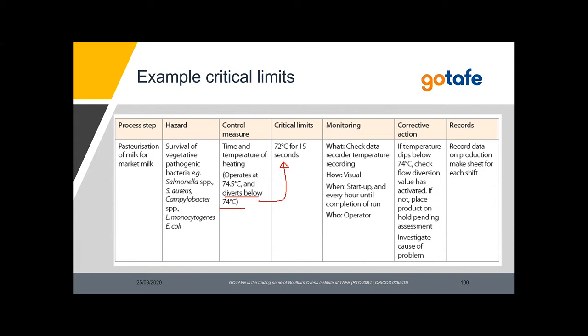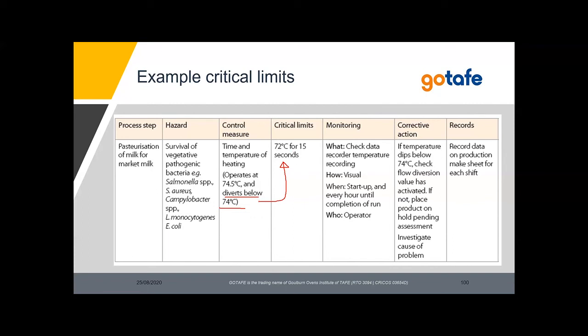Of course, you need to record all the data related to that, and notify the next shift. And you probably have to do further investigation on the reason behind that, and communicate with the supervisor. So that would be the critical control limit.